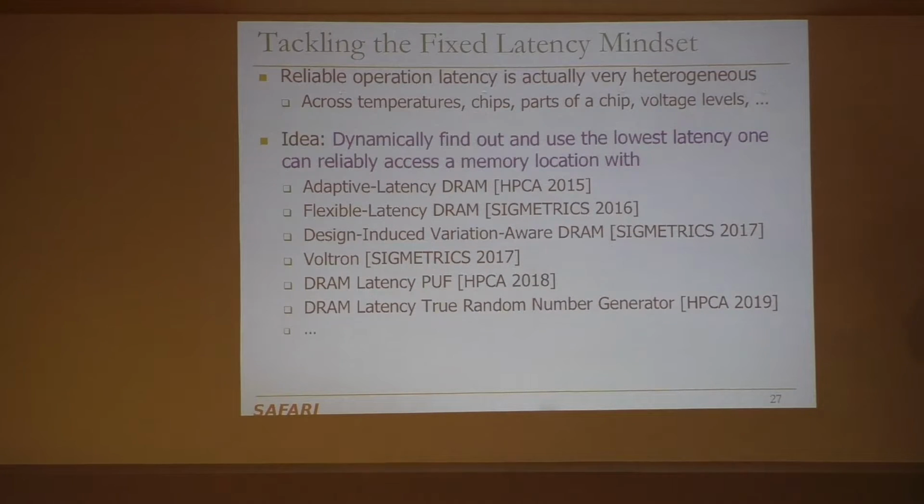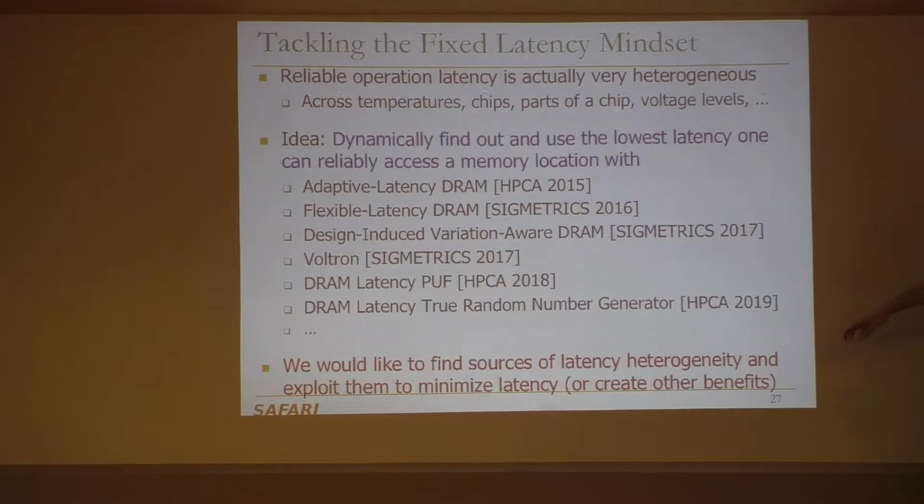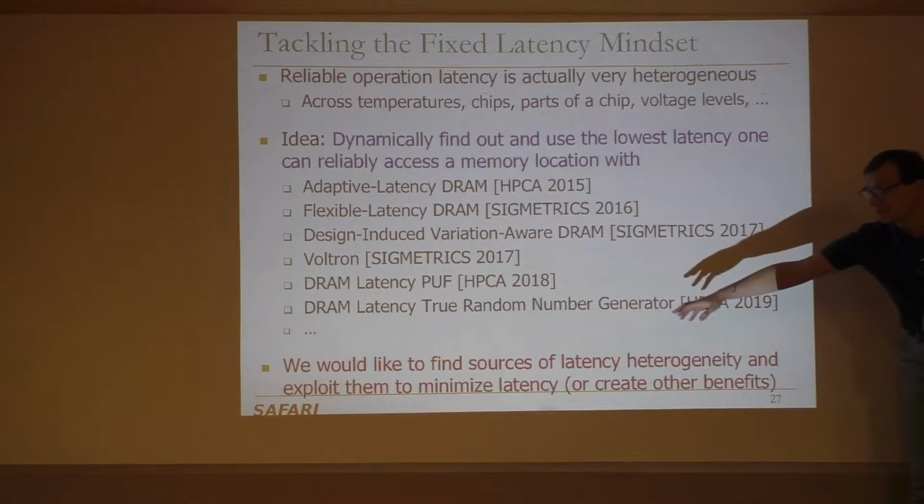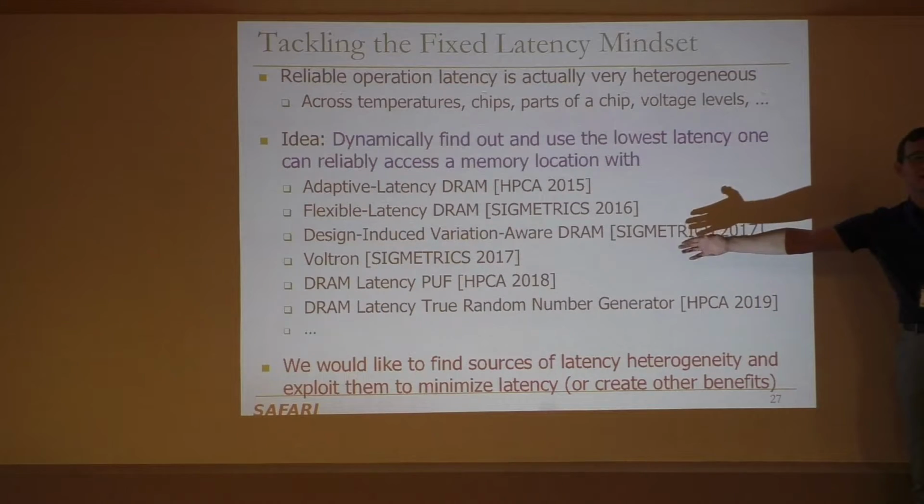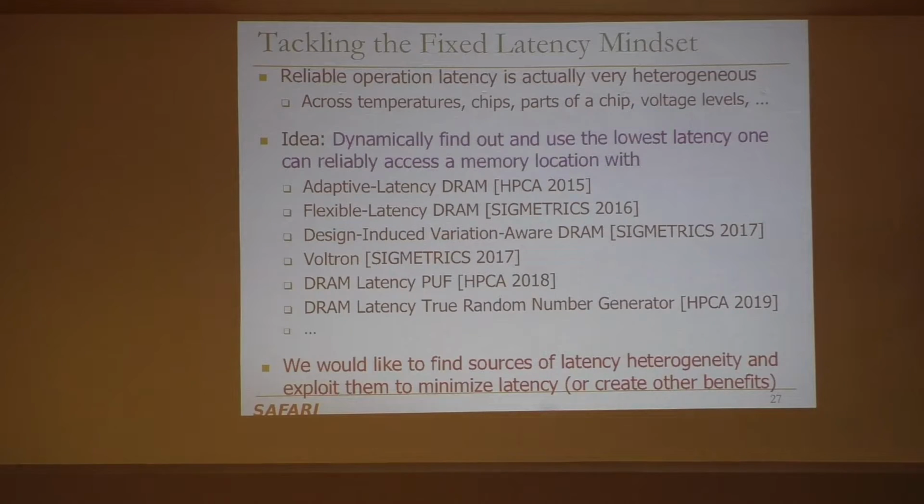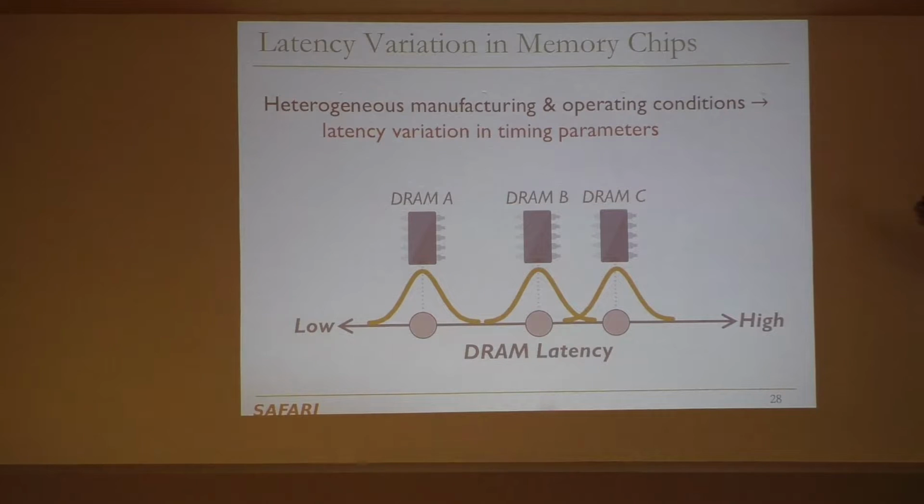I think this is very fascinating, and it all comes from getting rid of the fixed latency mindset. Latencies are variable, and you can first reduce the latency and minimize it, and you can create other benefits if you know how to reduce these latencies, like generating random numbers, generating physical unclonable functions, and gaining some computation capability or cloning capability.